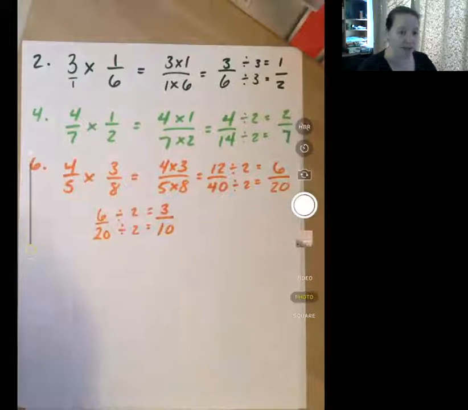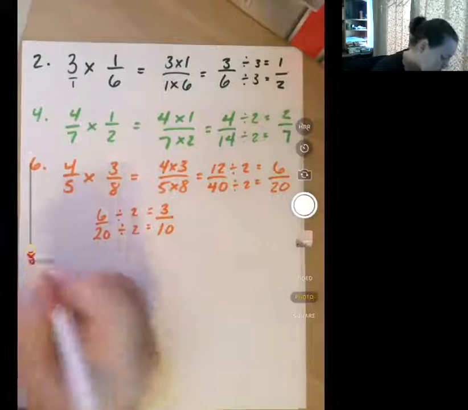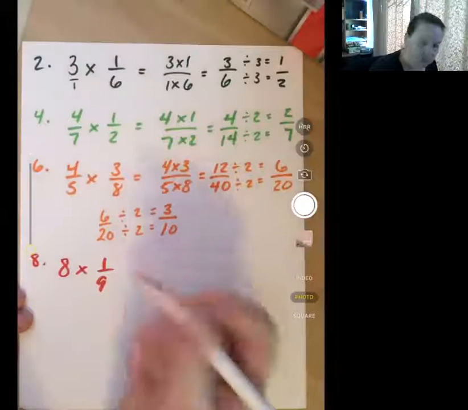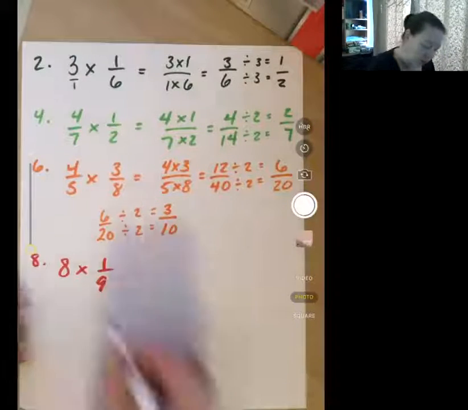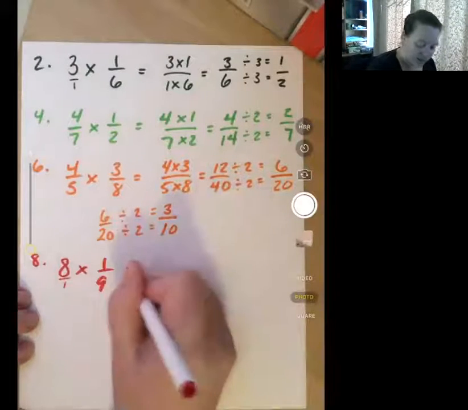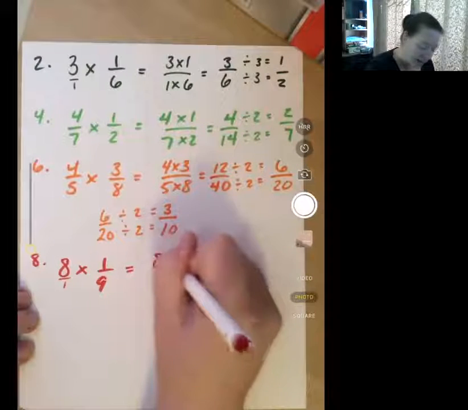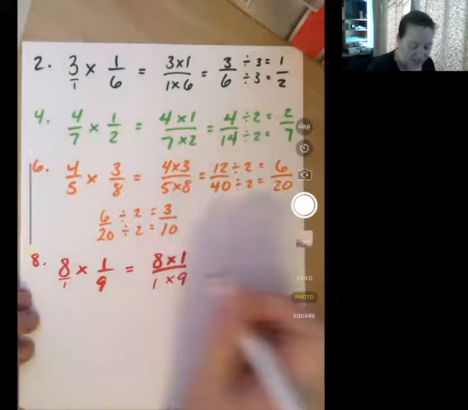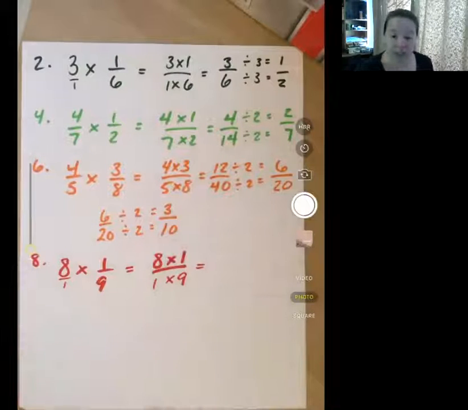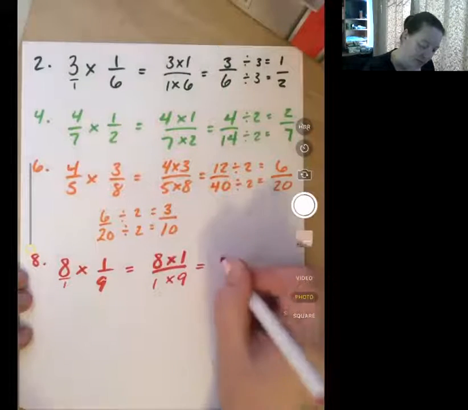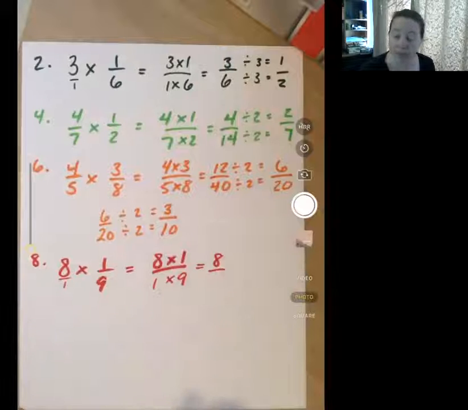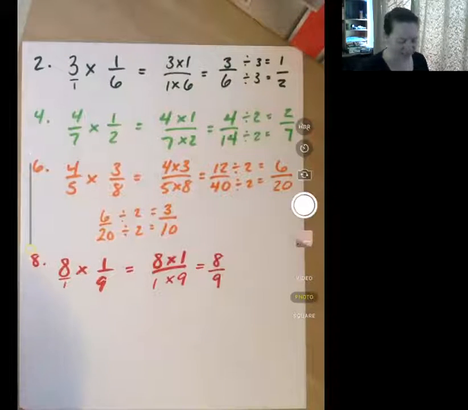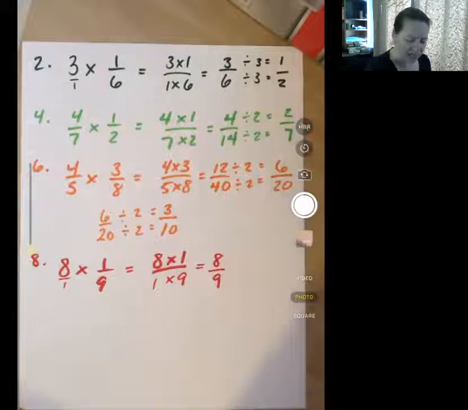Moving on to problem number 8. 8 times 1/9. Remember, the 8 is a whole number. It has an invisible 1 underneath it. On the top, 8 times 1. On the bottom, 1 times 9. So it equals 8 times 1 is 8 over 1 times 9, which is 9. And 8 and 9 have nothing in common with each other, so I have to stop there.